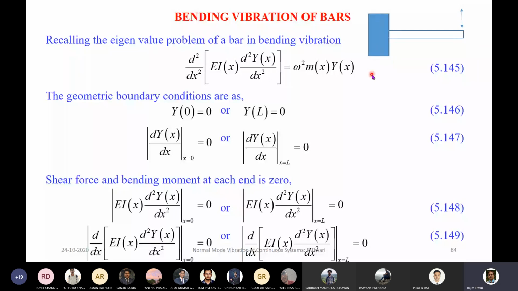At present, we are looking into the eigenvalue problem which we formulated earlier. Here the complexity is that the order of differentiation is 4.